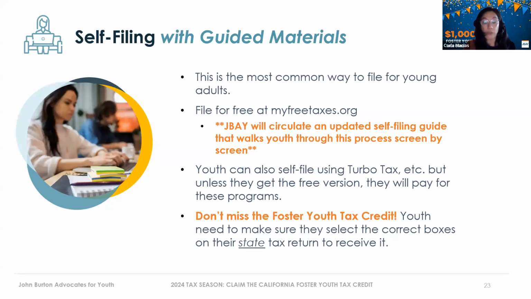With whatever platform the foster youth decides to use, it is very important to ensure that they are informed of the foster youth tax credit, and that they check the boxes that, one, state that they were in foster care on or after their 13th birthday, and two, provide consent to the California Franchise Tax Board to verify their eligibility with the California Department of Social Services. It's very important that they check those two boxes in order to get the foster youth tax credit. Next slide.